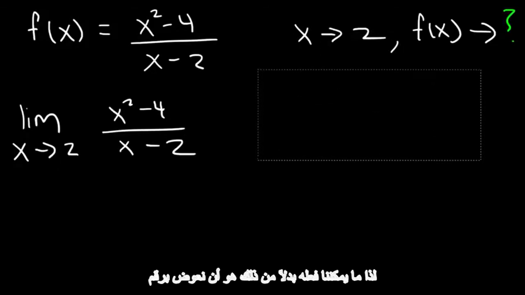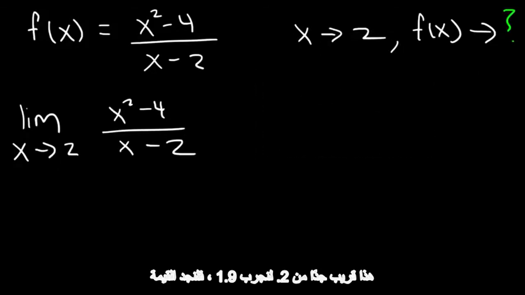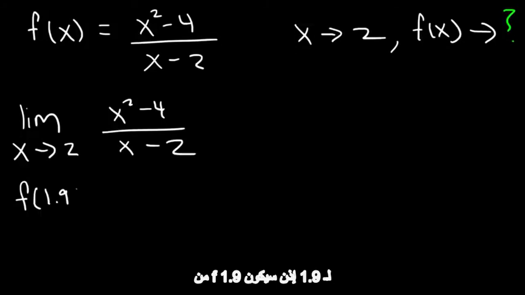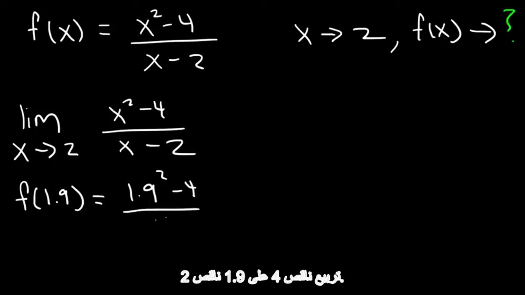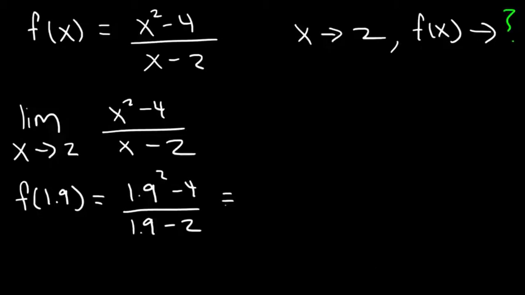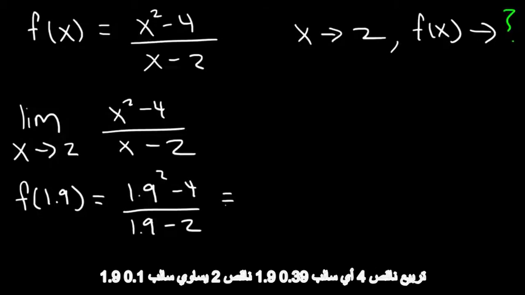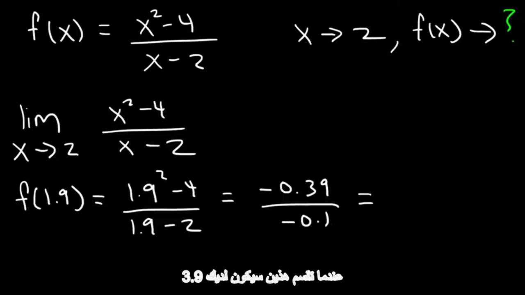So what we can do instead is plug in a number that is very close to 2. Let's try 1.9. So let's find the value of f of 1.9. So that's going to be 1.9 squared minus 4 over 1.9 minus 2. 1.9 squared minus 4, that's negative 0.39. 1.9 minus 2 is negative 0.1. When you divide these two, you're going to get positive 3.9.